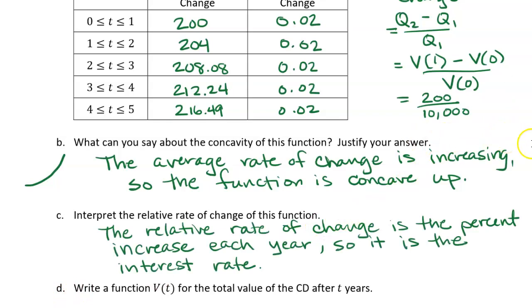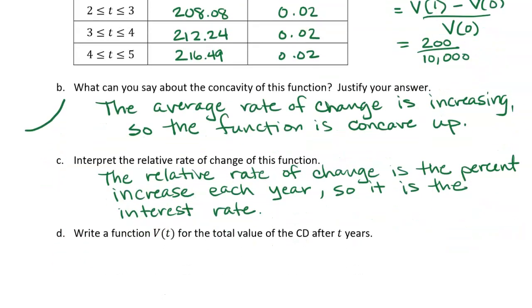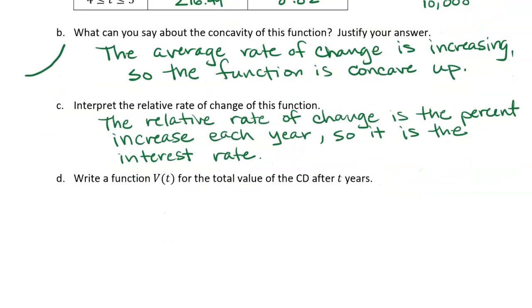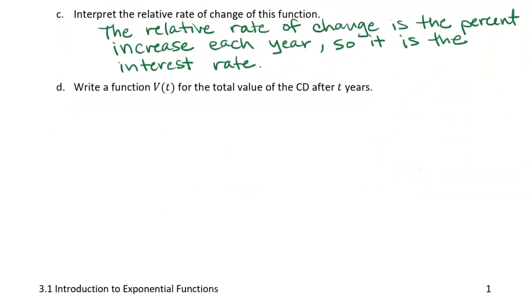Like I said, we're going to learn more about interest rates at the end of this chapter. So the last question asks us to write a function V of t for the value of the CD over t years. Now this is a little bit more challenging, but let's think this through. We know this thing has a constant relative rate of change.